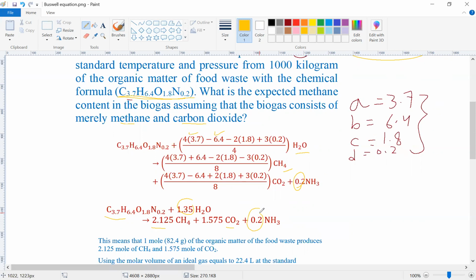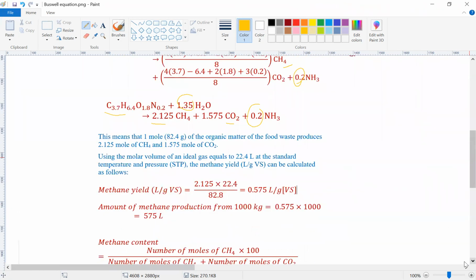In reality, we need to convert all of this to kilograms. So basically, we have to convert the moles of material to mass in terms of kilograms or grams. Based on the molecular weight of the material, 82.4 grams of the organic matter can be reduced to 2.125 moles of methane and 1.57 moles of carbon dioxide. To convert this to volume, we can use the molar volume: from the ideal gas equation, 1 mole of ideal gas occupies 22.4 liters under standard temperature and pressure.